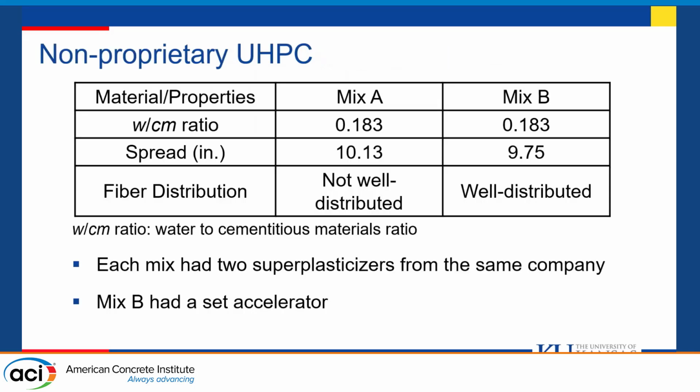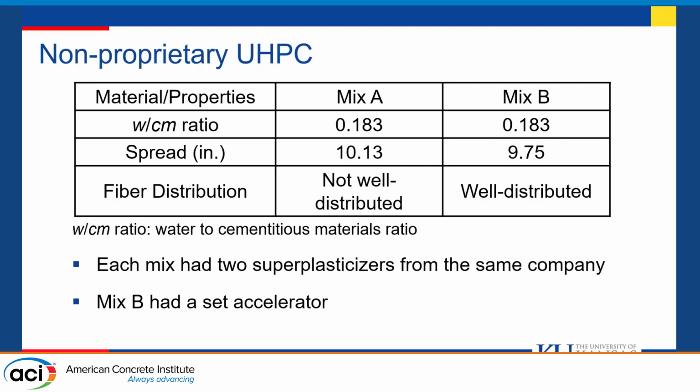The first task of our test was to develop non-proprietary ultra-high performance concrete using Oklahoma Department of Transportation approved materials, which include type I cement, slag cement, silica fume, sand from Oklahoma, although we have sand in Kansas, but it was funded by Oklahoma, so we are obliged to use the sand from Oklahoma, and different superplasticizers.